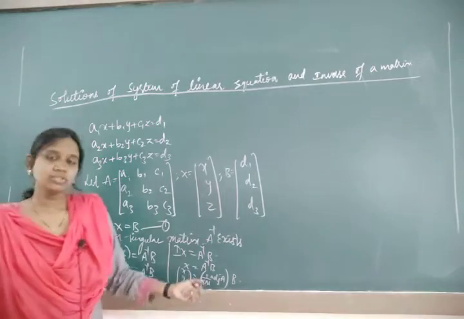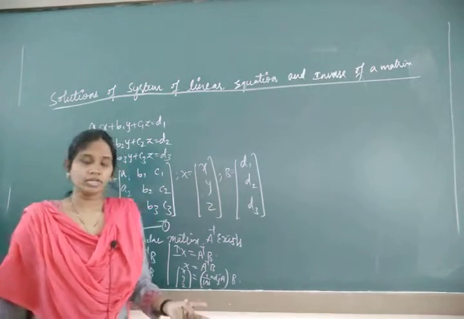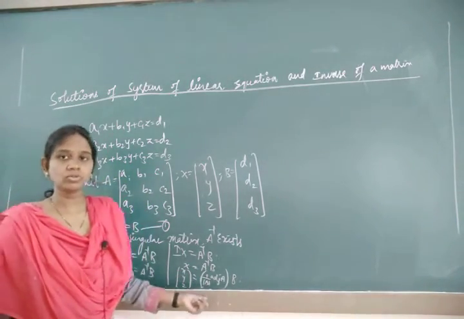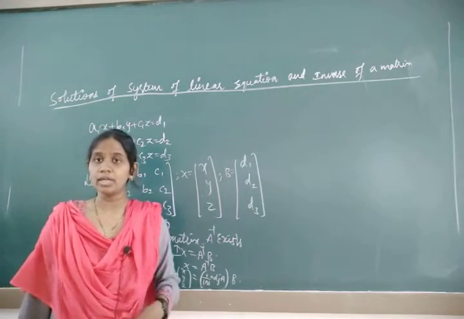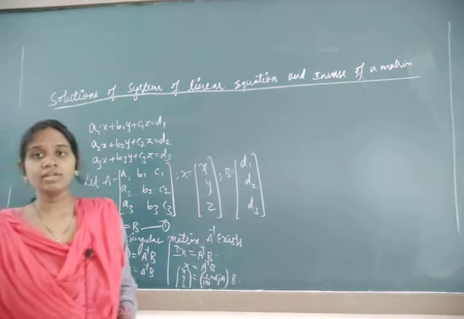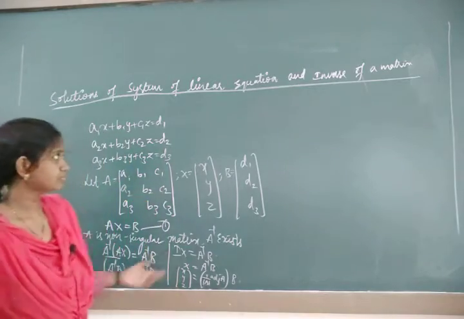So what is A inverse? 1 by determinant A into adjoint A. Up to here we know how to find 1 by determinant A into adjoint A. To get adjoint A, what do we need? We need the cofactors. Okay.